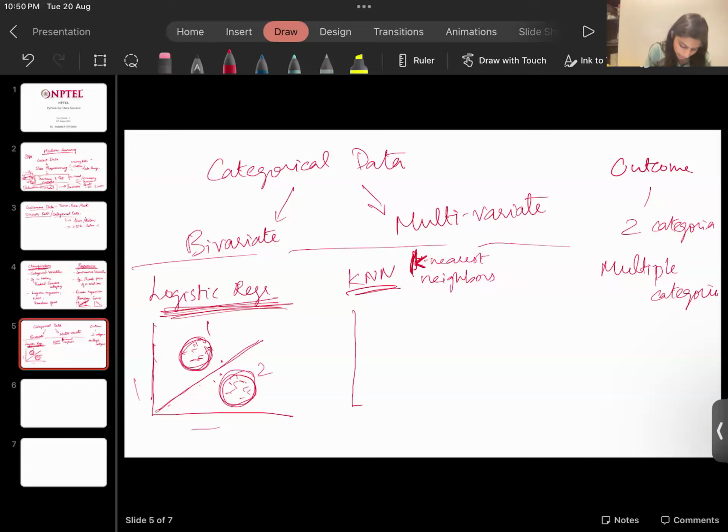So what do we mean by that? This is specifically useful, this is effective for smaller data sets, or when the decision boundary is complex. Small data sets, complex decision boundaries.